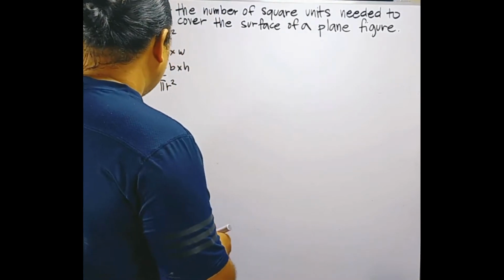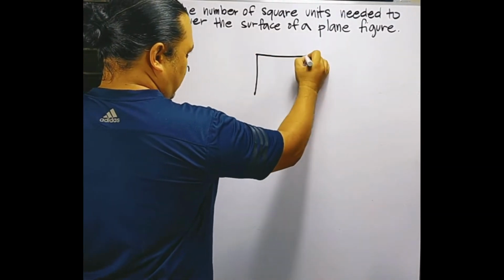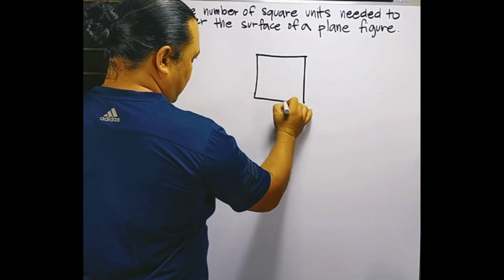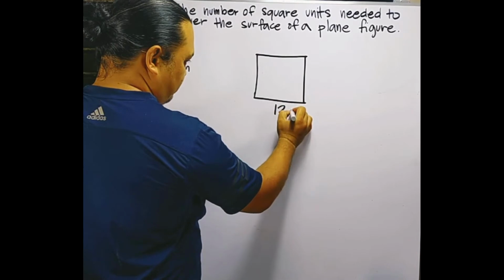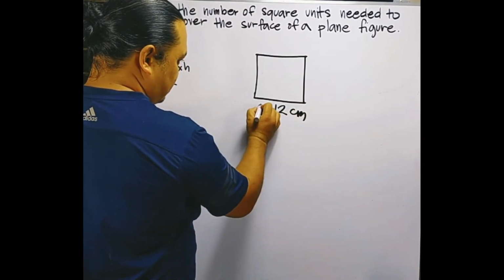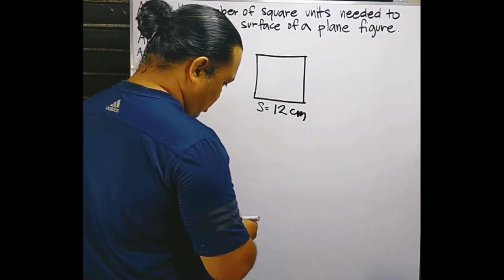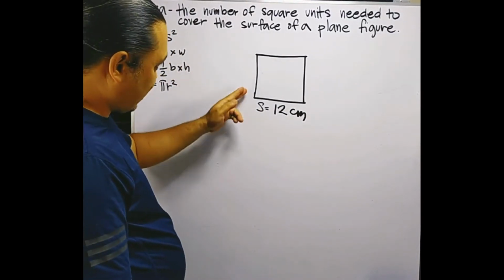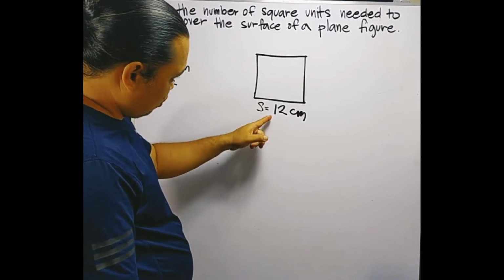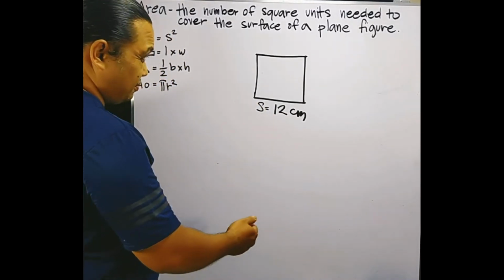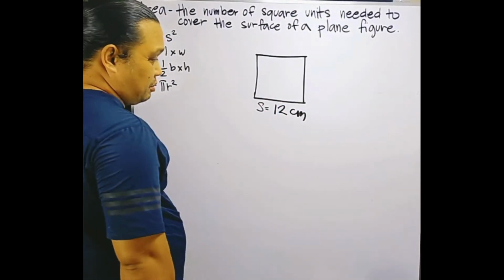If you have a square, and for example, the measurement of the side is 12 centimeters. Of course, because it is a square, all of the sides are equal. If this side is 12 centimeters, therefore all of the sides here are also 12 centimeters.